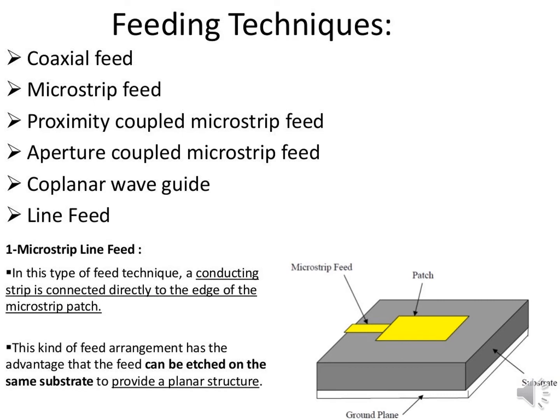Now let's see about the feeding techniques. There are various feeding techniques like coaxial feed, microstrip feed, proximity coupled microstrip feed, aperture coupled microstrip feed, coplanar waveguide feed, and line feed. Let's see in detail about each and every feed type. First one, microstrip line feed. In this feed technique, we have a conducting strip, the yellow color indicated in the PPT. That is the microstrip feed. It is directly connected to the edge of the microstrip patch. The main advantage of this feed arrangement is that it can be etched on the same substrate, giving a planar structure.